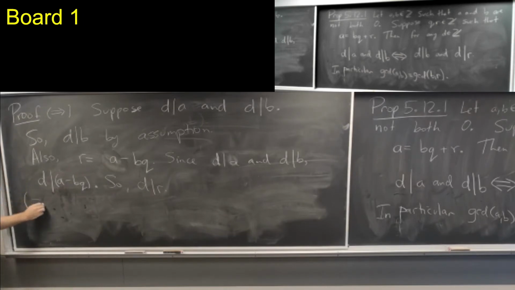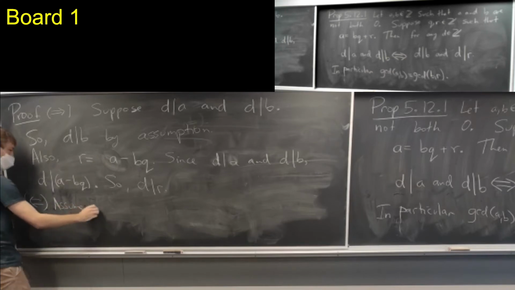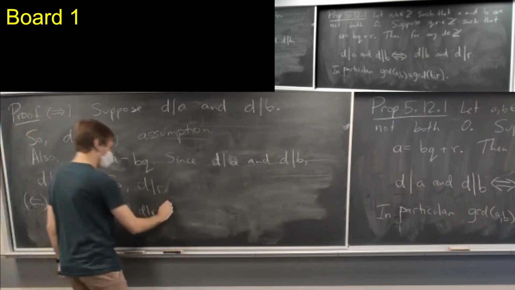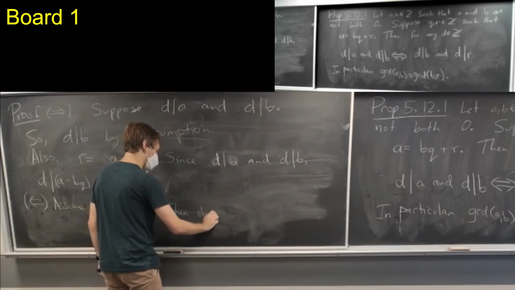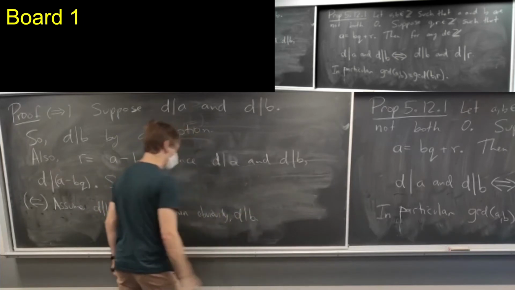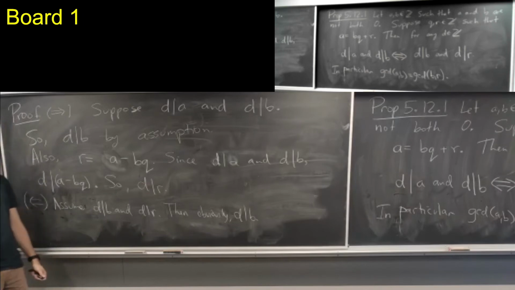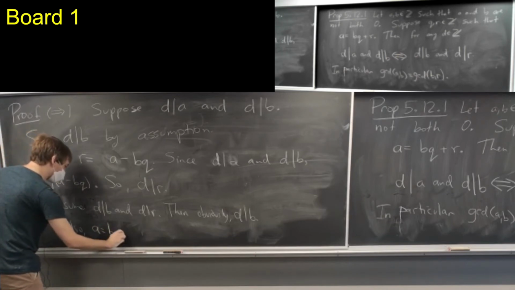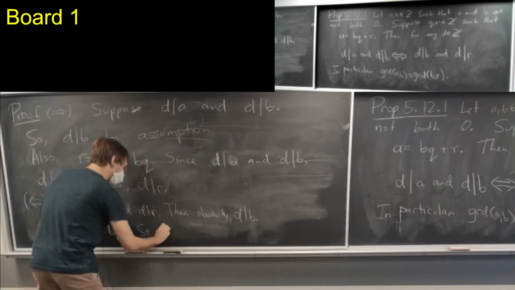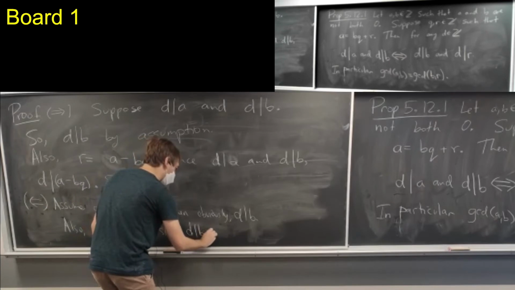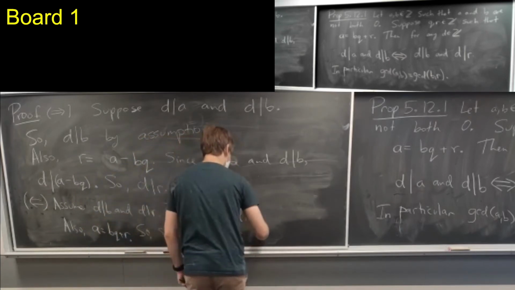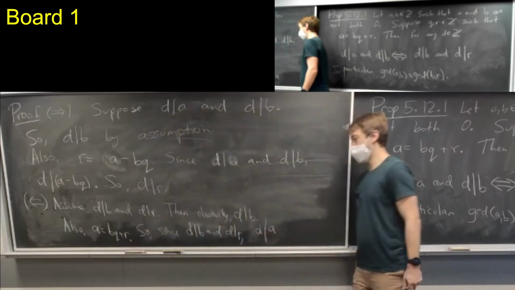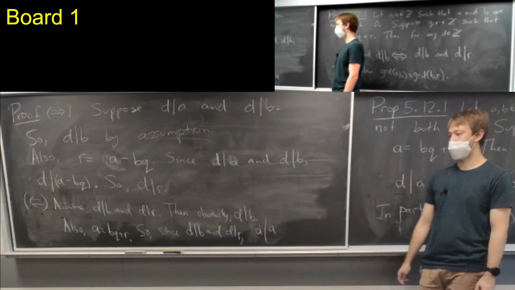Okay, now for the other direction, it's similar. So assume D divides B and D divides R. Then obviously D divides B, because we're assuming it divides B. And now we can write A is equal to BQ plus R. So since D divides B and D divides R, it divides A, because it divides B times Q plus R, and A is equal to B times Q plus R.